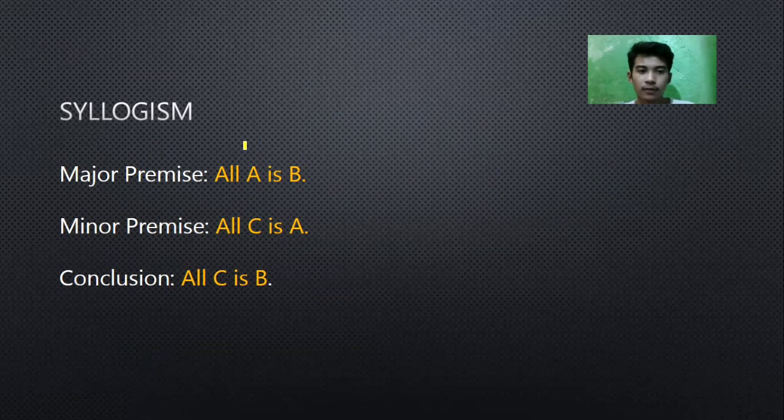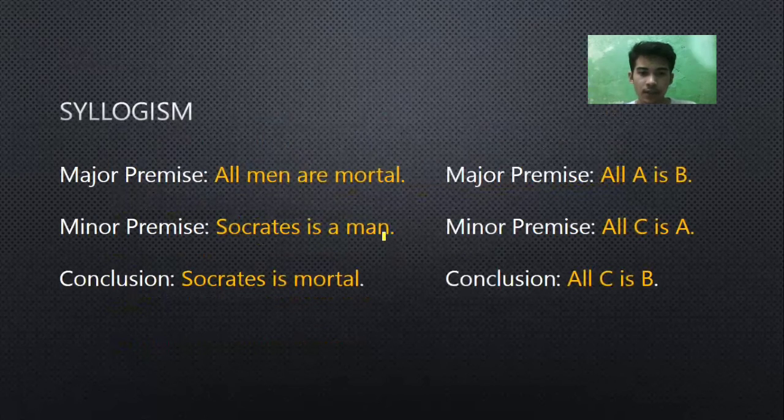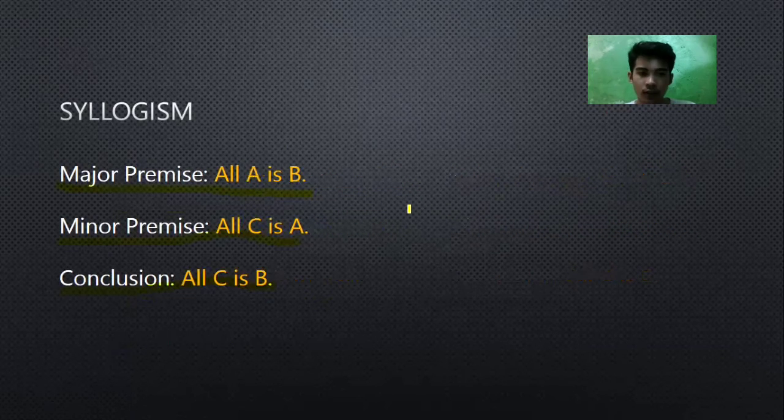So this is the mathematical form of a syllogism. The major premise is, all A is B, and the minor premise is, all C is A. And the conclusion is, all C is B. So from the previous example, the major premise is, all men are mortal. In this mathematical structure, the A, the B, and the C could be animals, persons, or things.